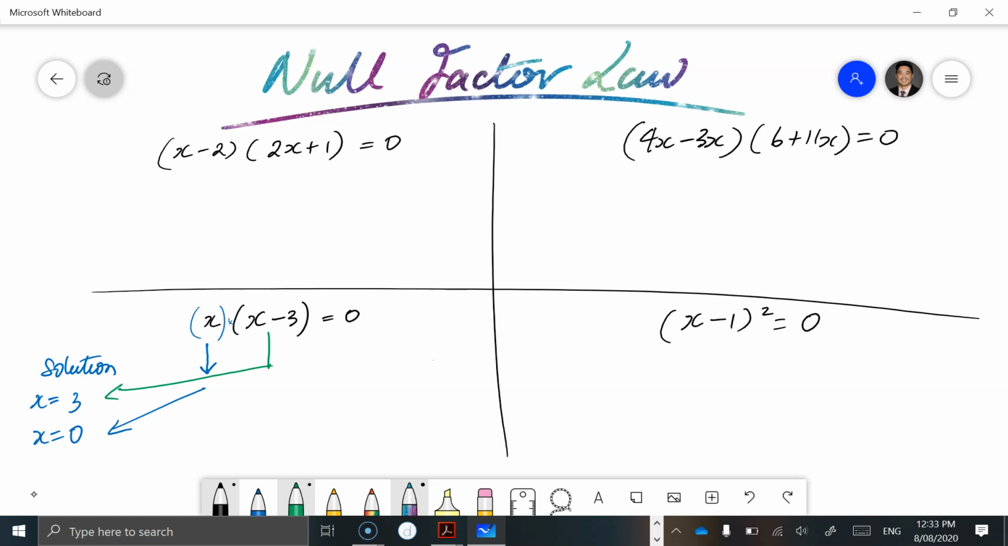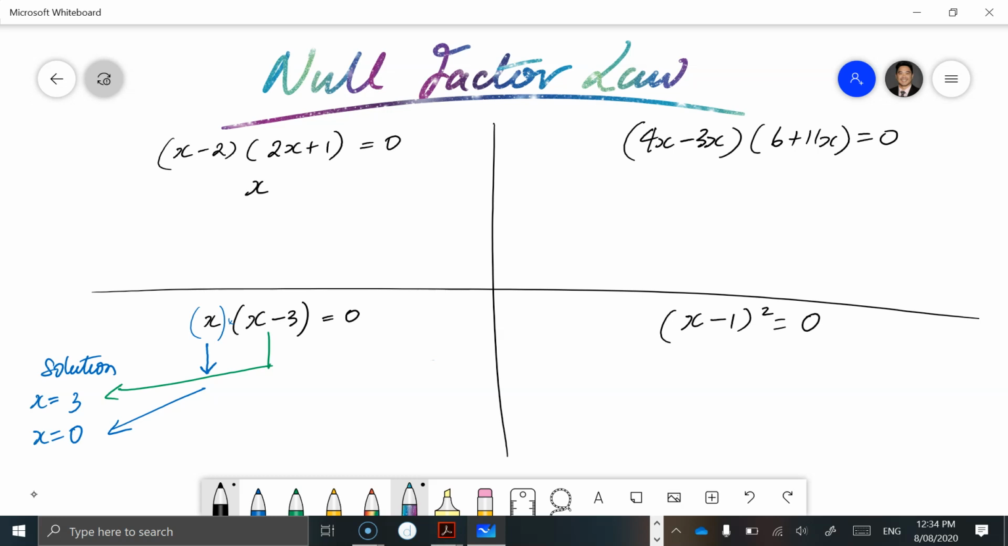And this is where the application is, for the other ones, whenever you're in factorized form, the null factor law is fairly straightforward and simple. I don't want you to get caught up in the whole process of how and why. If you know what to do, then that's probably the main thing from this.